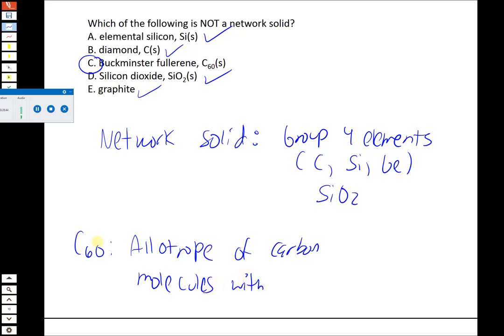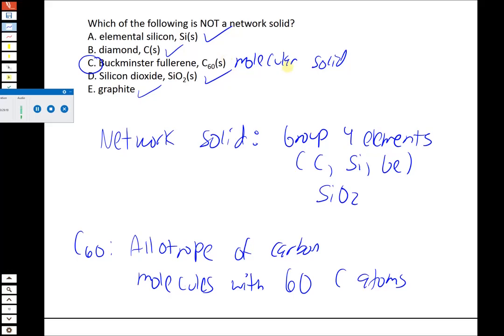And that's why the formula is given as C60. So this is given as C60, which means it's a molecular solid. This would be a molecular solid instead of a network solid. C60 is made up of molecules that have 60 carbon atoms, and in the solid phase it would be held together by weak intermolecular forces, London dispersion forces primarily. So that's considered a molecular solid.